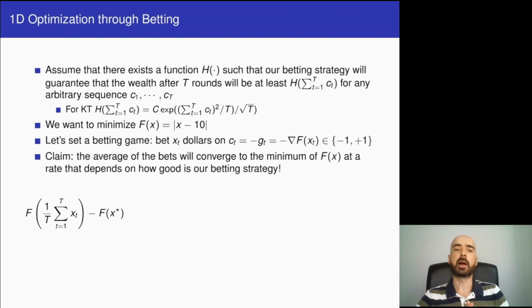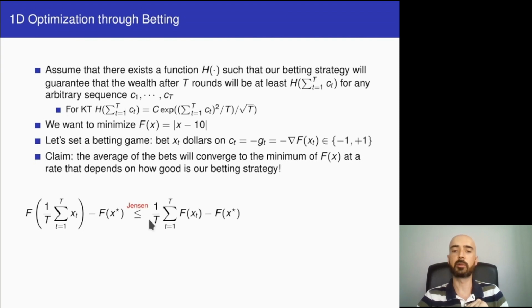Now, my claim is the following. The average of the bets will converge to the minimum of the function. Not only that, the better is your betting algorithm making money, the faster you will converge. Okay, let's prove it. The function in the average of the bets must converge to the function in the optimum.